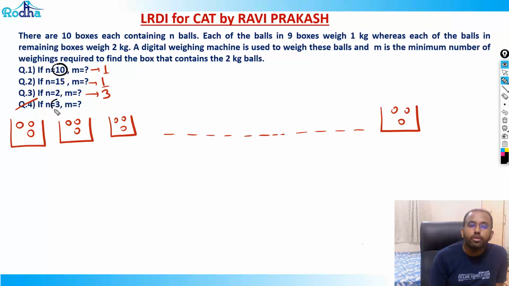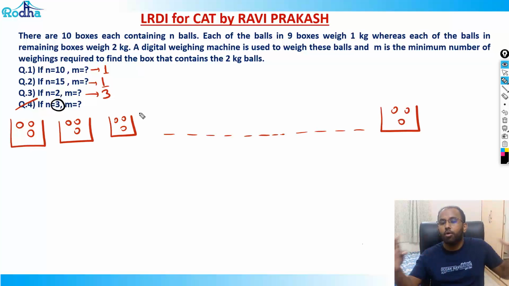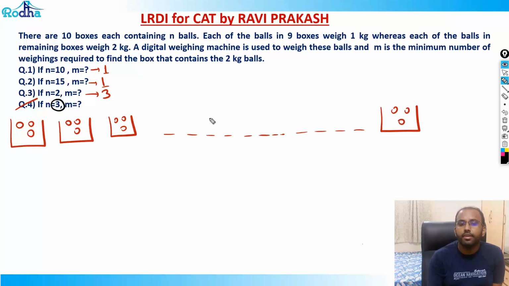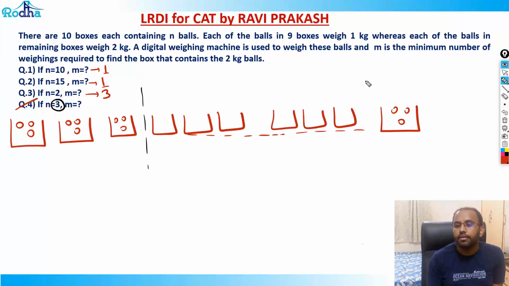Now for n equal to 3, I can take only 3 distinct numbers: 1, 2, 3. So I will divide these 10 boxes into 3 parts. Let's say the first 3 boxes, then the second set of 3 boxes, then again 3 boxes, and this is the 10th box. Each contains 3 balls. This is a beautiful logic here, guys.